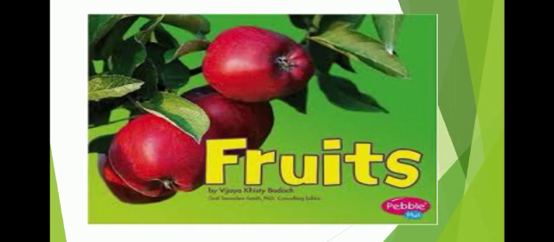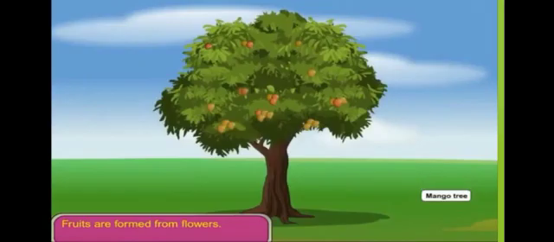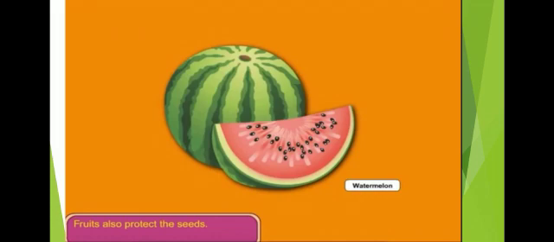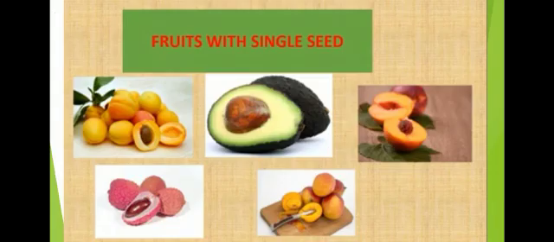Then fruits. Fruit is the fleshy part of the plant. Fruits develop from the flower. Most fruits have seeds. Trees develop from seeds. Some fruits have only one seed. Those are single-seed fruits. Examples: apricot, avocado, mango.